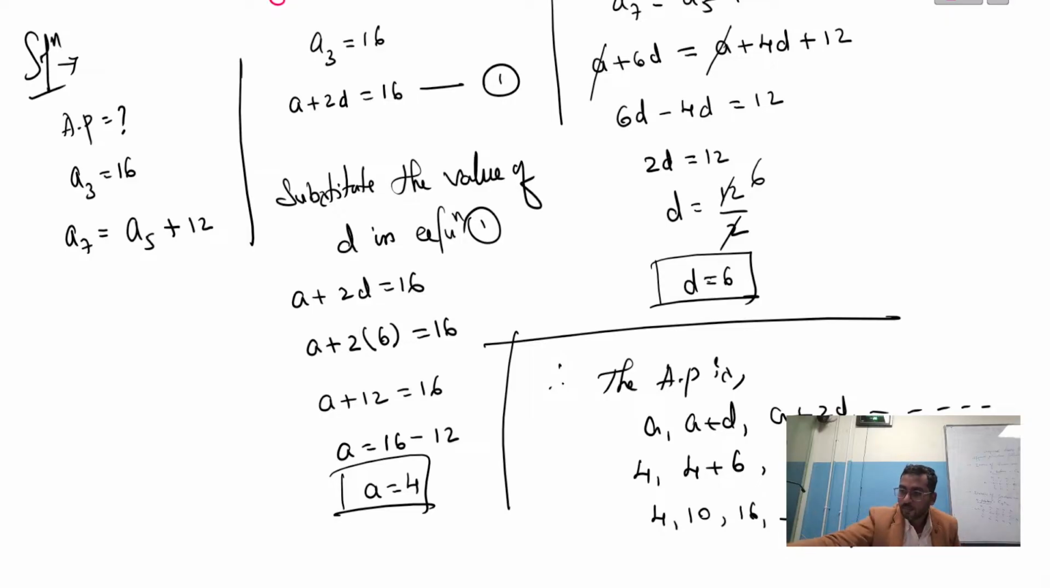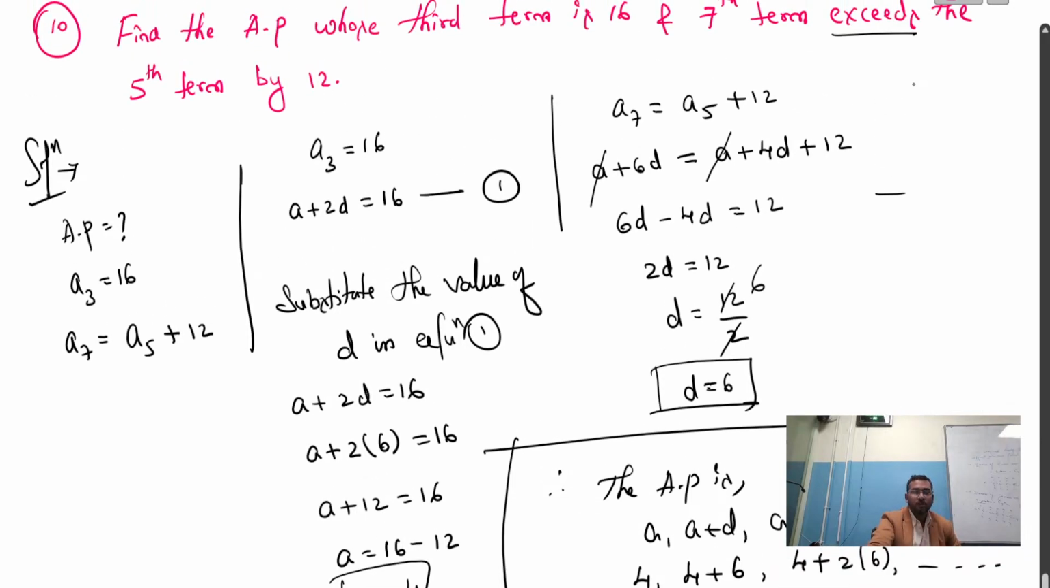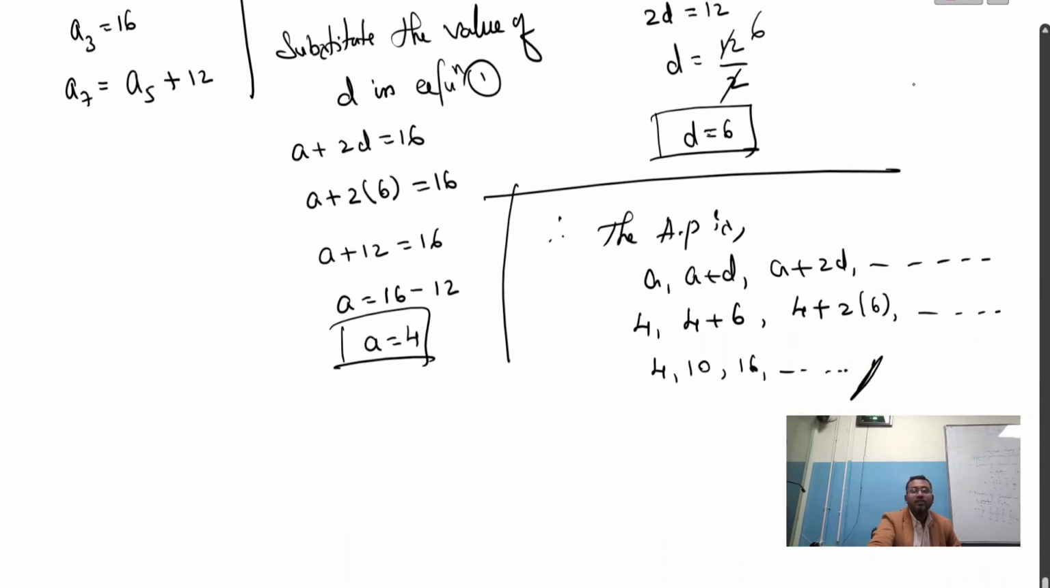Okay. Is the concept clear? So this is how we need to find the value of AP. Concept is clear? Understood how to find the value? How to solve the problems related to this? Am I right? Yeah. Let me try one more problem.